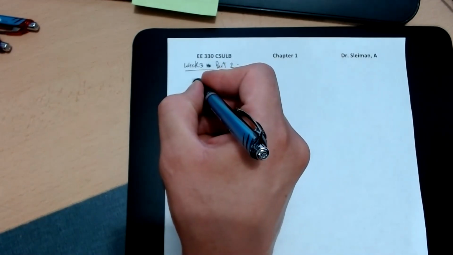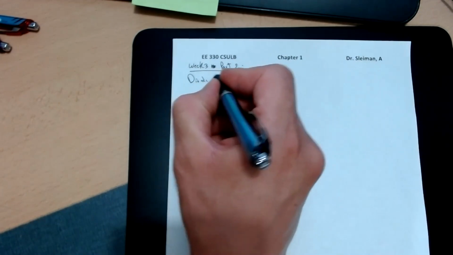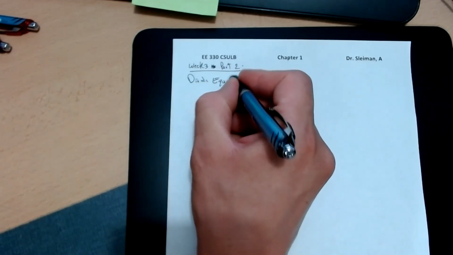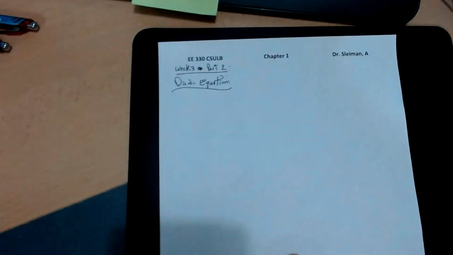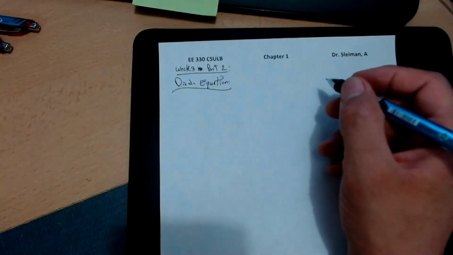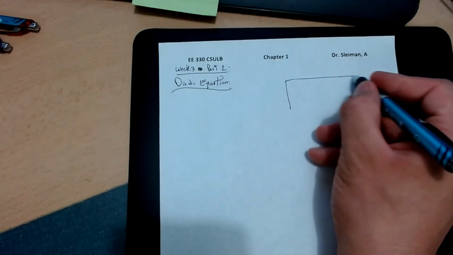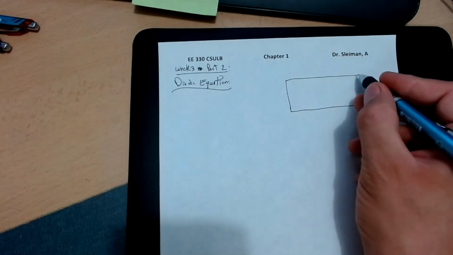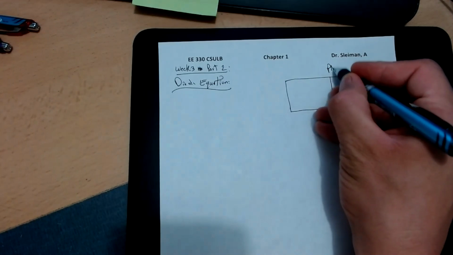So we're going to talk about the diode equation. In order for us to derive the equation for the diode, let's put a diode here. This is the PN region.